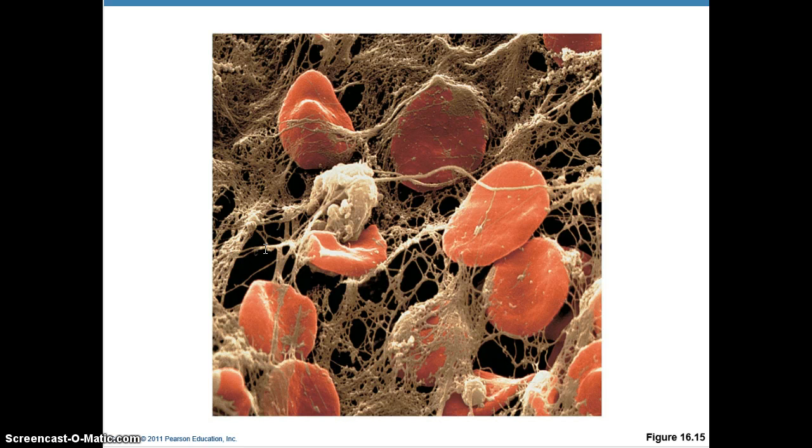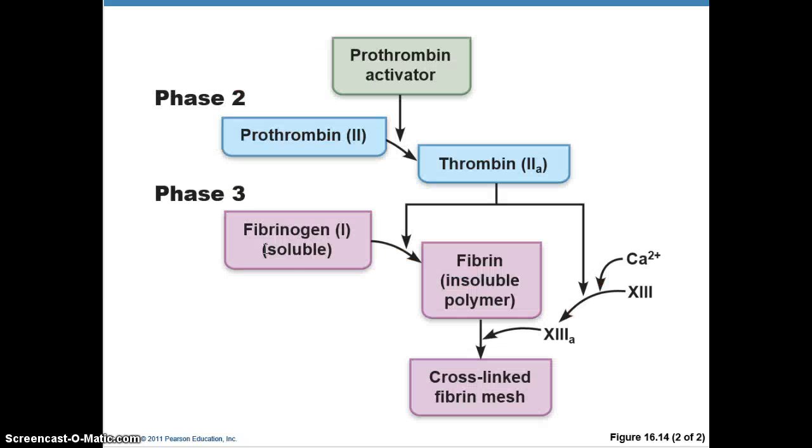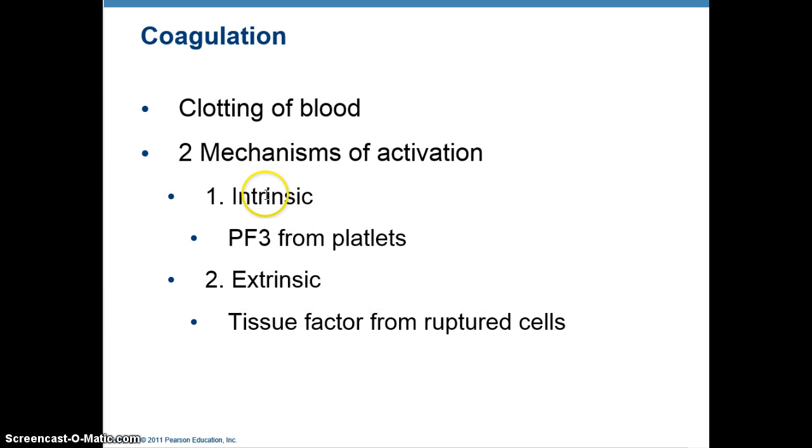So this used to be an open-ended essay question. It is not an essay question anymore. So you just need to know the basic definition of what does prothrombin activator do, what are all of the things on here, and what is the intrinsic pathway? It's PF3. What is the extrinsic pathway? It's tissue factor.